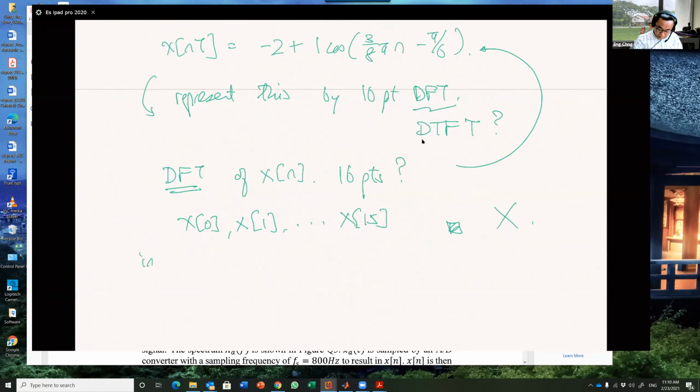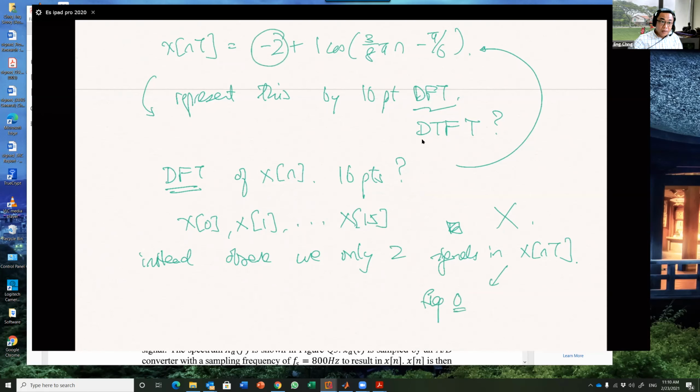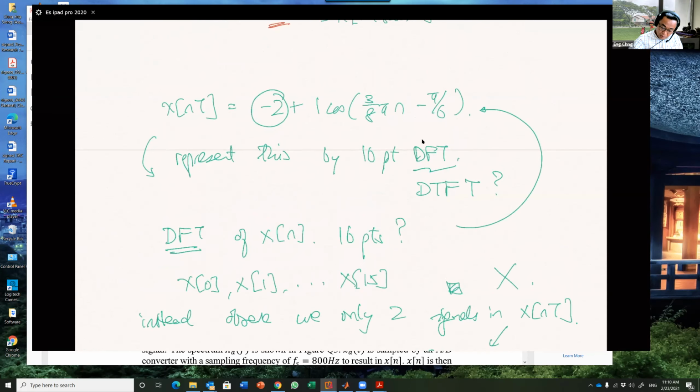Instead, observe that we only have two signals in x[n]. What are the two signals? One is frequency 0, because here, see, this is frequency 0 and is always minus 2. And another is a cosine at frequency 3 over 8 pi.